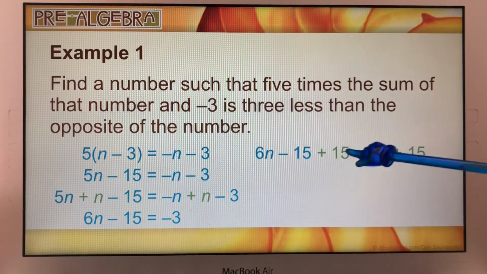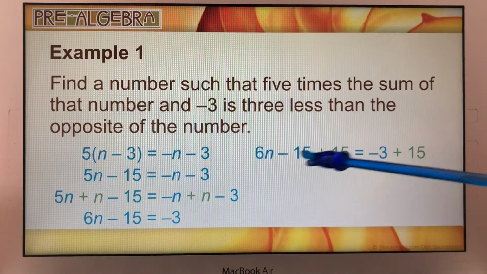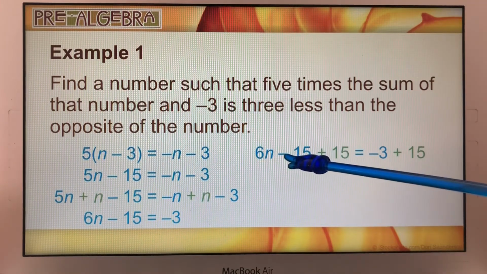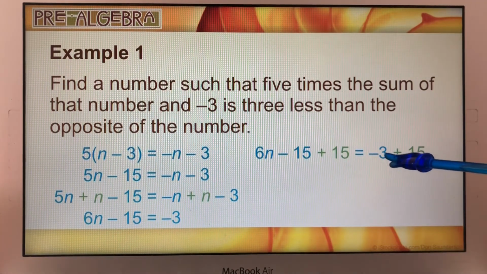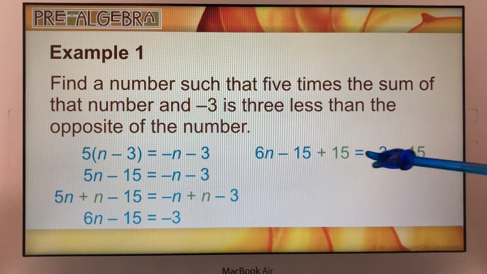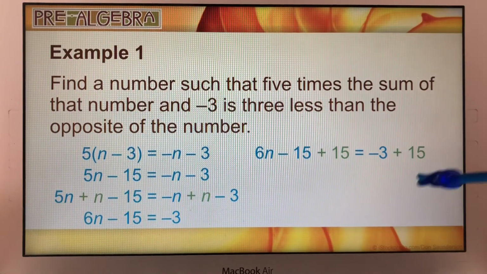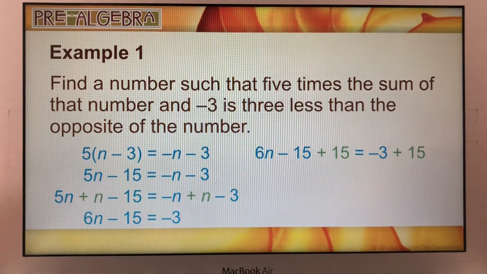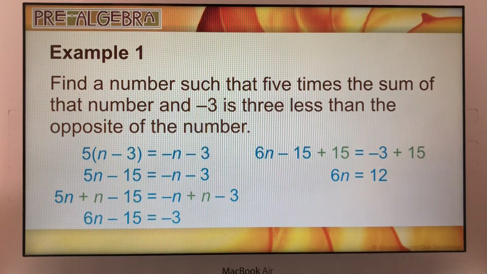So now I'm going to move the 15 over to the other side. And I add 15 here so that the -15 plus 15 becomes 0. And that cancels out. Now I have -3 plus 15, because what I do to one side of the equation, I have to do the exact same thing on the other side of the equation. So now 6n equals -3 plus 15, which is 12. And then I'm going to divide by 6, and n is going to be equal to 2.